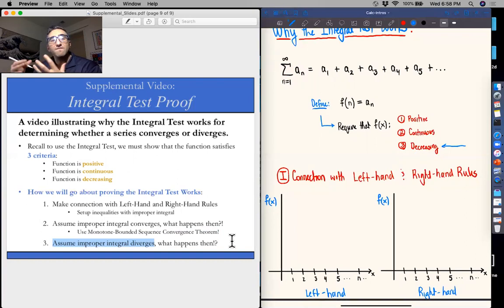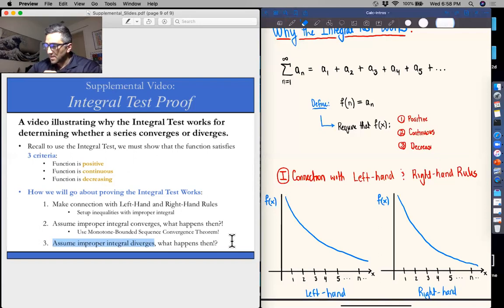Well, if we're to draw that function f of x as a decreasing function, we could generally write it as something like this. Some function that is obviously going down, but must stay positive above the x-axis. And for that matter, it's continuous. All right. So in general, this is our decreasing function. Now let's make that analog, or the connection, with our left-hand rule and right-hand rules from integration.